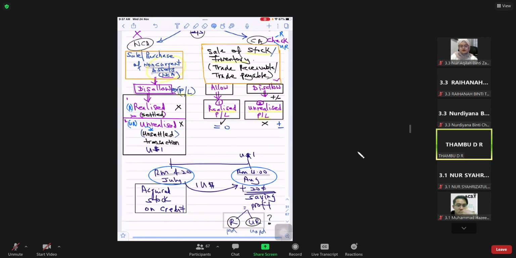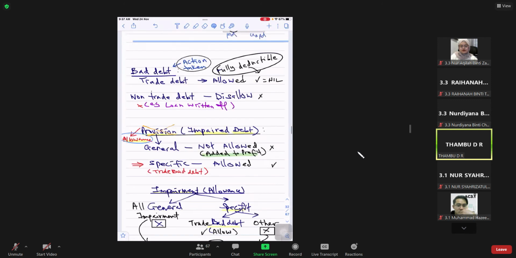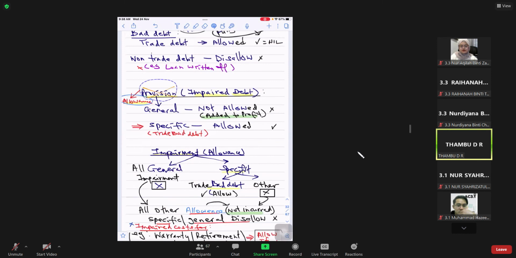So be careful. Bad debt. Action must be taken. Fully deductible. Non-trade. Disallow. Now, the word provision is the old name. Now use the word allowance. Allowance, another name is impairment debt. So impairment debt for general or general allowance, not allowed. Specific, allow. And it should be specific trade. If it is not trade, cannot.